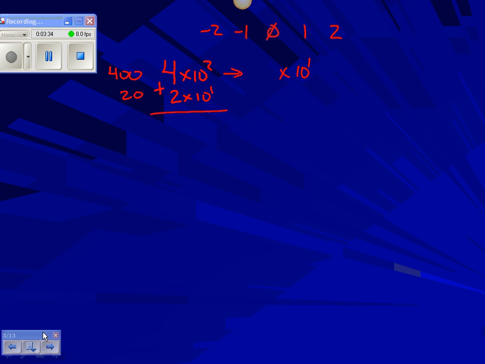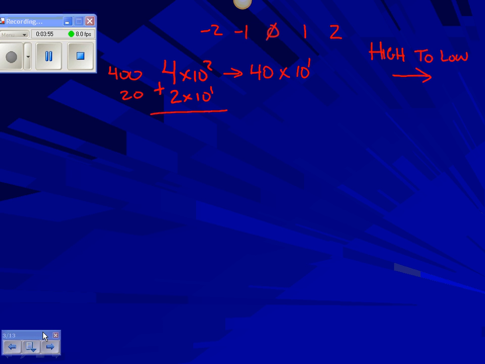Now here's where we run into some problems. If I'm going from a large exponent to a small, so I'm going from a high exponent to a low exponent, I'm going to move my decimal point to the right. So what this means is 4 times 10 to the second, I'm going to move my decimal to the right one time.